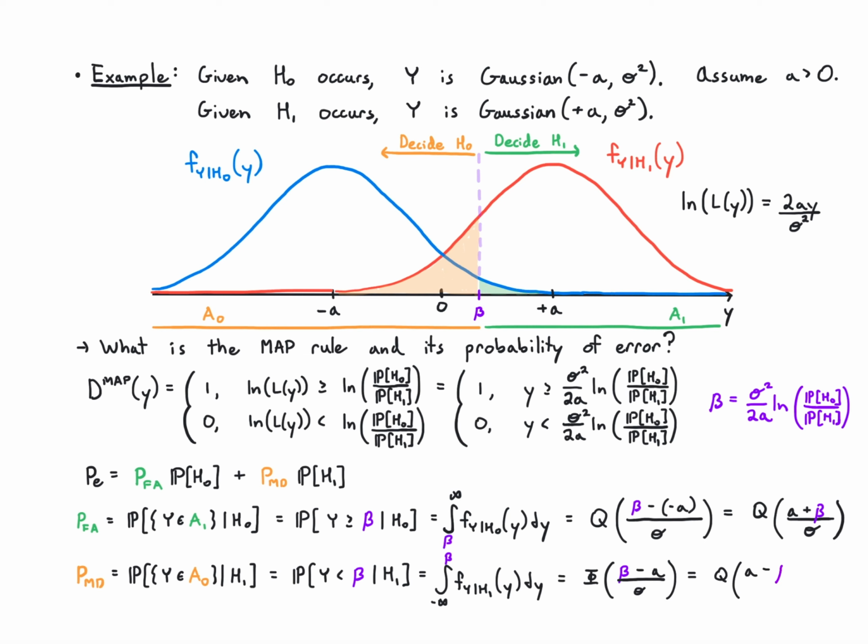And if I switch that to the q function, it's q of a minus beta over sigma. Okay, so that's what it is. It's not quite as simple a formula, but still it's something I can just plug in and work out for the map rule. And I remember that the map rule is always optimal if I have the probabilities of the hypotheses, and the thing that I care about is probability of error.